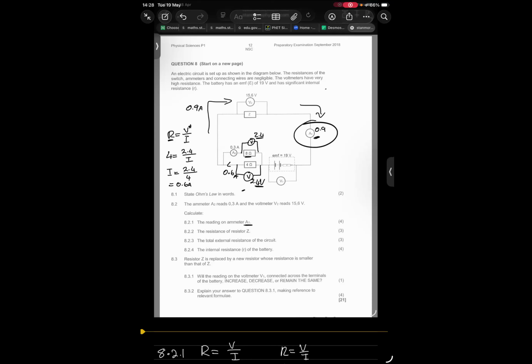Yes, sir. I got 1.12. Oops, I got 1.11. 1.11, so that's what I got. But I have a feeling it's right.